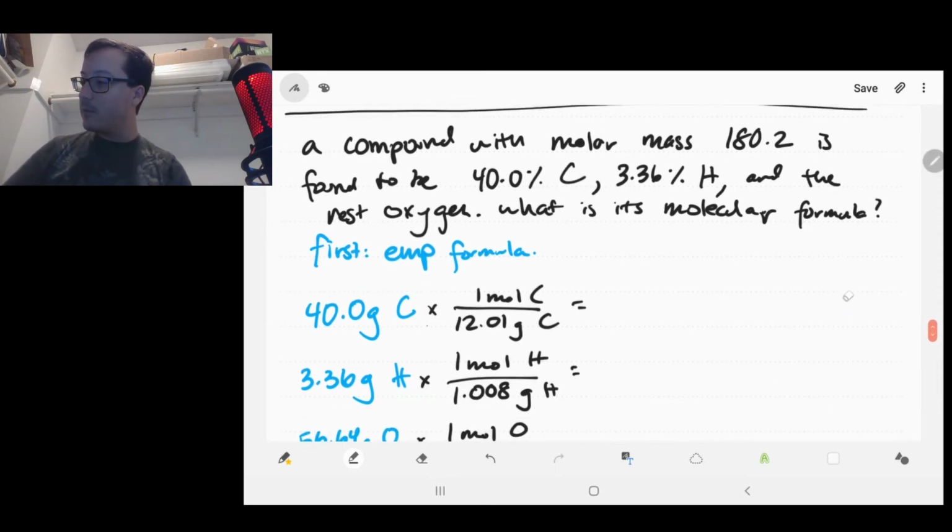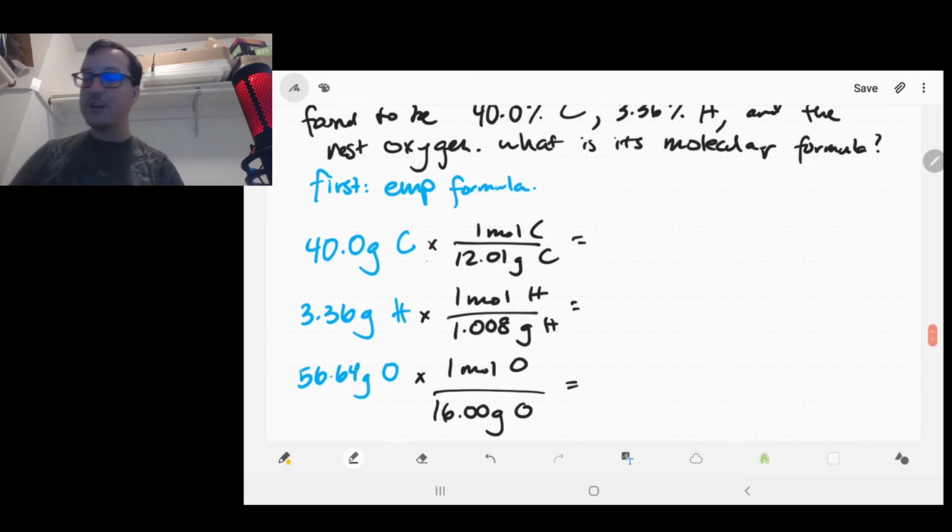So I figured out it was 56.64. That was missing there. And so now if we want to go ahead and convert those to moles, now we can go ahead and do that. So, cool. Now we're kind of caught up.